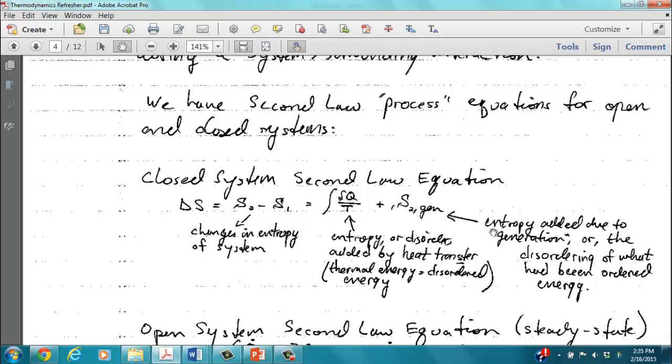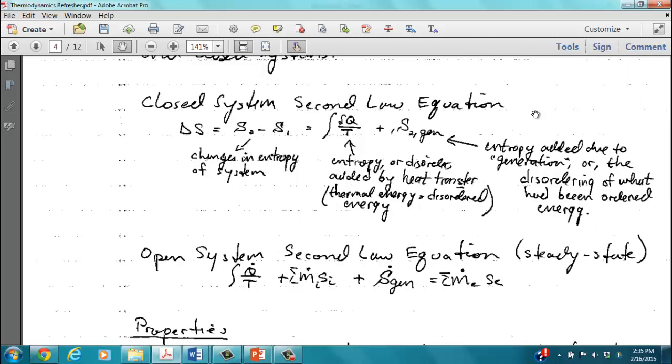So we usually say that entropy generation quantifies the irreversibilities within a system. And irreversibilities is just a fancy word to say losses, right? So if you think about any losses that you have in a system, things like friction, then that's going to be quantified in the entropy generation term. Okay, so that's our second law equation for a closed system.